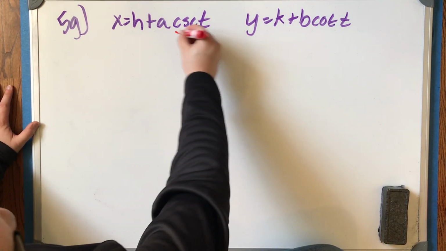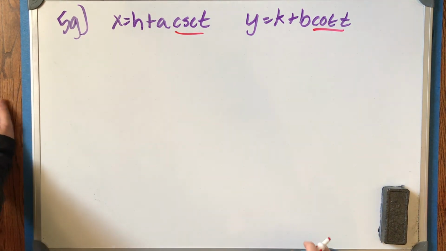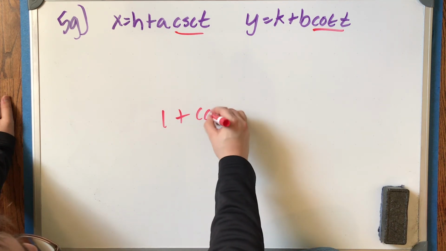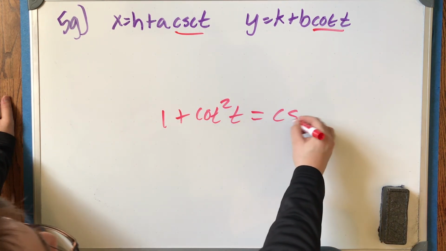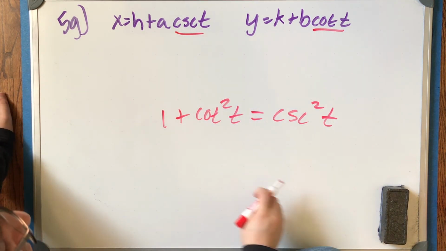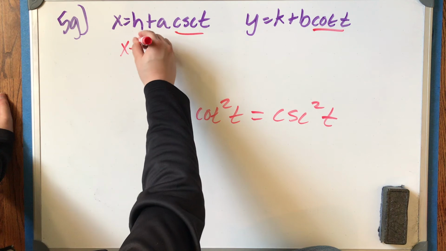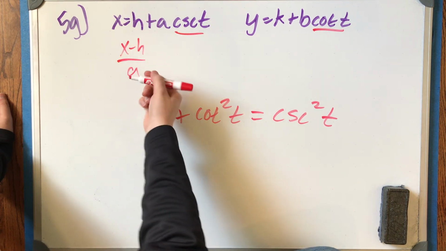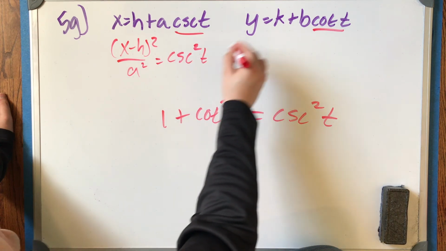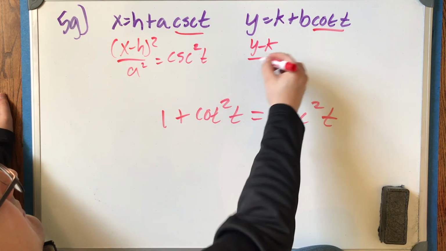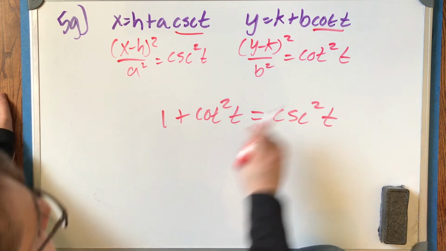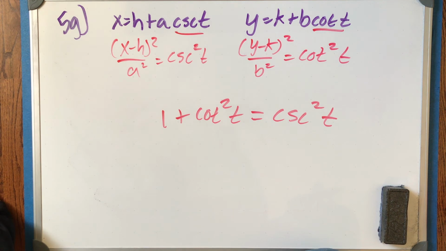For 5G, we have trig functions in here, so we're probably going to be using one of the Pythagorean identities. I think the one that we're going to end up using is 1 plus cotan squared t equals cosecant squared t. So I'm going to isolate the cosecant and the cotan and square them. So same as we've been doing, I'm going to subtract the h and divide by a, and then I will end up squaring everything. Same thing here, subtract the k, divide by b, and I'm going to end up squaring everything.